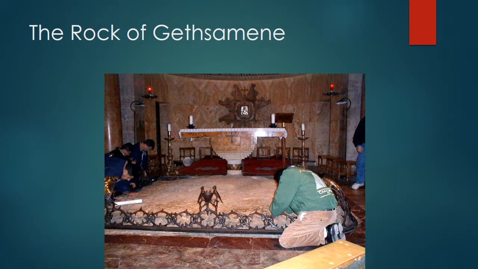This is a picture of the interior of the Church of All Nations, built beside the Garden of Gethsemane. In the center of the sanctuary is a rather large rock, pictured here, which was thought to be the rock at which Jesus prayed to his Father on the final night of his life on earth. To this day, pilgrims come from all over the world to pray at this site.